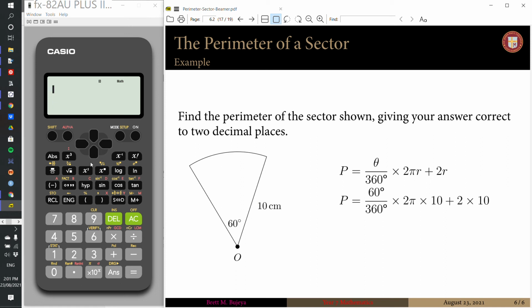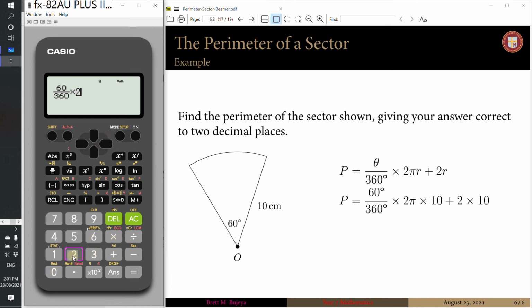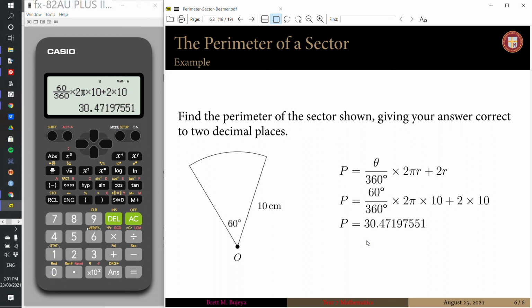At this point, you jump over to your calculator and you key in exactly what you've just written down in your book. To access pi, it's down the bottom here, it's in yellow, so you need to push shift before you access it, times 10 plus 2 times 10. So there's your answer.